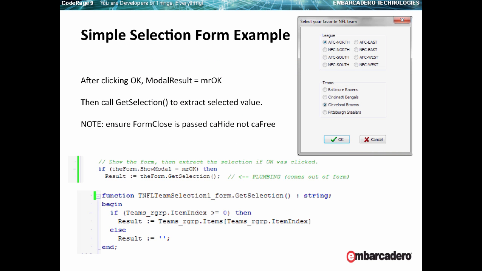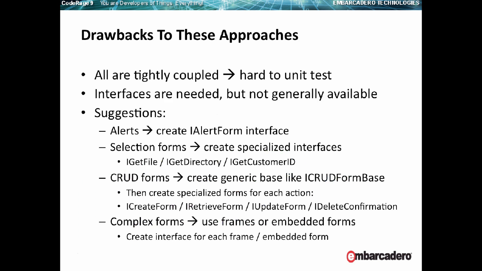So the form comes up, the user clicks, makes a selection, clicks the OK. Our code looks for the MROK, and when it finds it, it calls getSelection. Now you also want to be sure that you pass CA hide to form close and not CA free, because we're calling a method on the form after control is returned from the form. And this is what getSelection does.